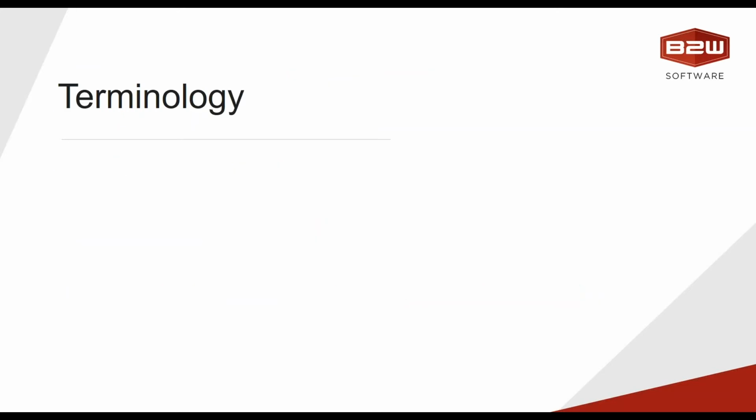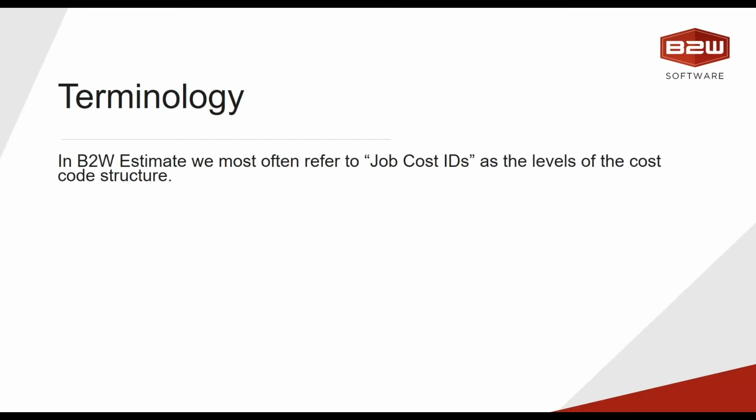So before we jump all the way into it, just to get everybody on the same page with some of the terms that we're going to be using, job cost IDs are obviously referring to those job costing levels in the system. In B2W Estimate, we call those job cost IDs all the way through, no matter where they show up in the cost structure.